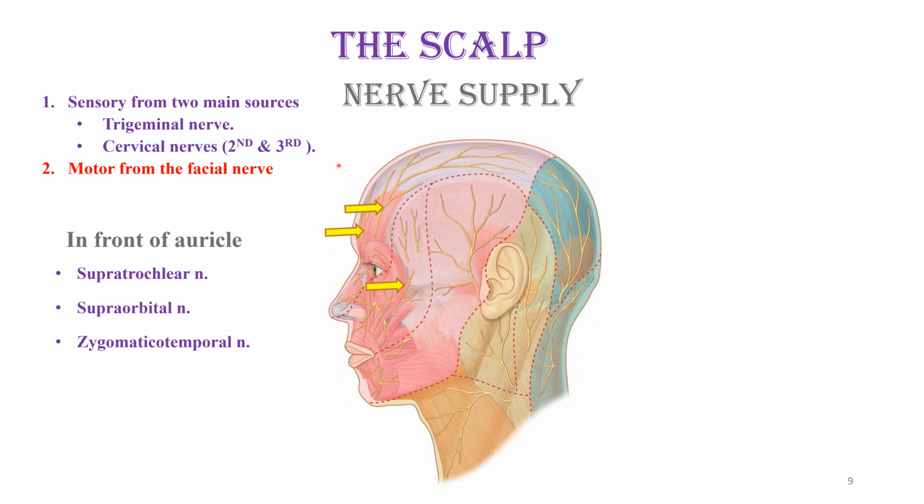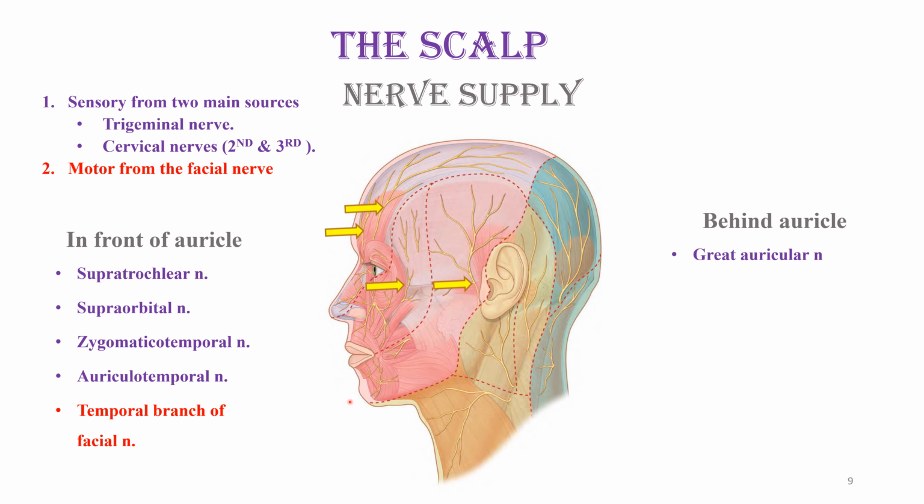And the zygomatico-temporal branch of the maxillary division. The auriculotemporal, a branch of the mandibular division. With them, the temporal branch of the facial nerve, which is not shown here. So there are 5 in front of the auricle, and there are 5 behind the auricle.